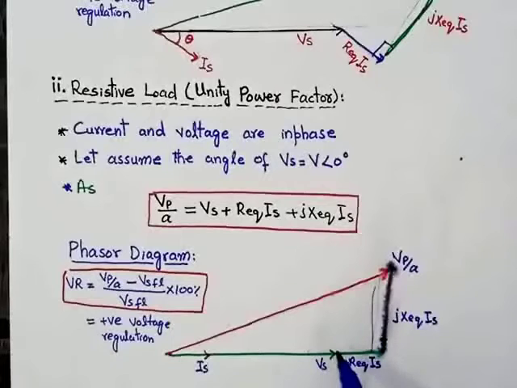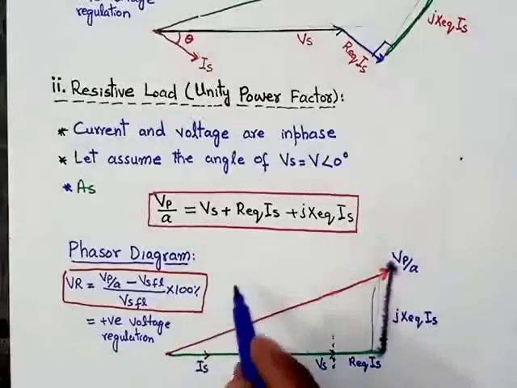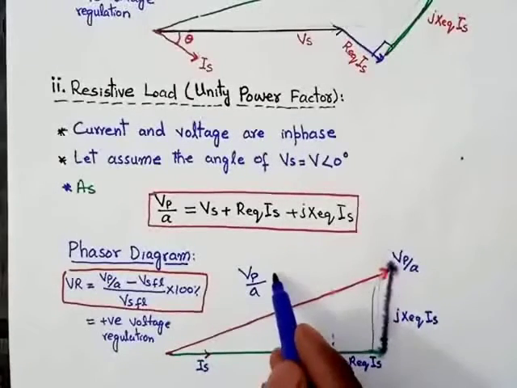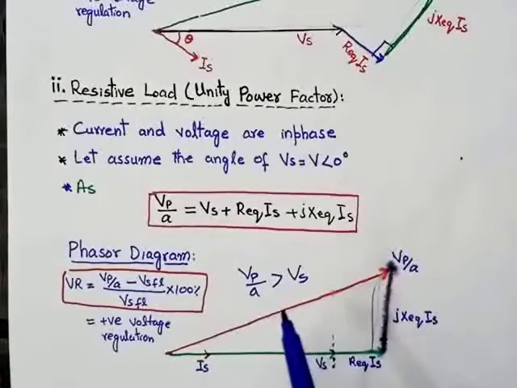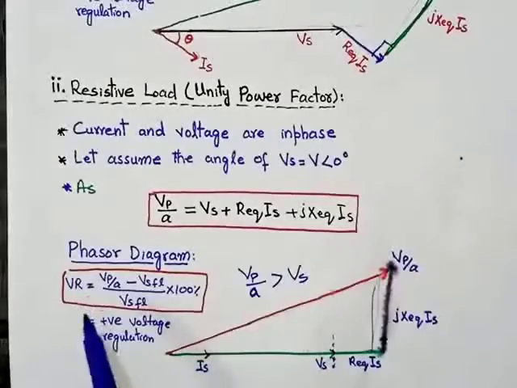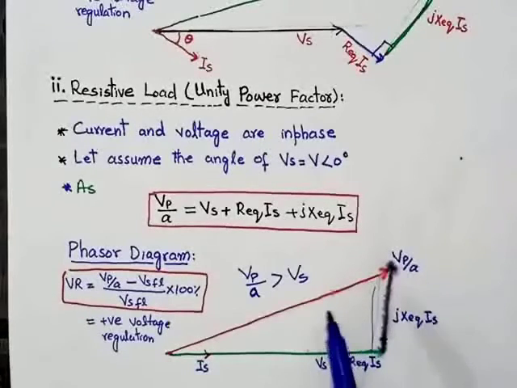Now, as you can see in this diagram, this is the voltage Vs, and the resulting voltage Vp over A is greater than Vs. As we have already discussed, in case of resistive load, Vp over A is greater than Vs as well. So if Vp over A is greater than Vs, then the voltage regulation will be positive. So the voltage regulation in case of resistive load will be positive as well, because in case of resistive load, no load voltage is greater than the full load voltage. But as compared to inductive load, it is less greater than. So in case of inductive load, voltage regulation is positive, and in case of resistive load, voltage regulation will be positive as well. But in case of resistive load, voltage drop is less as compared to the inductive load.